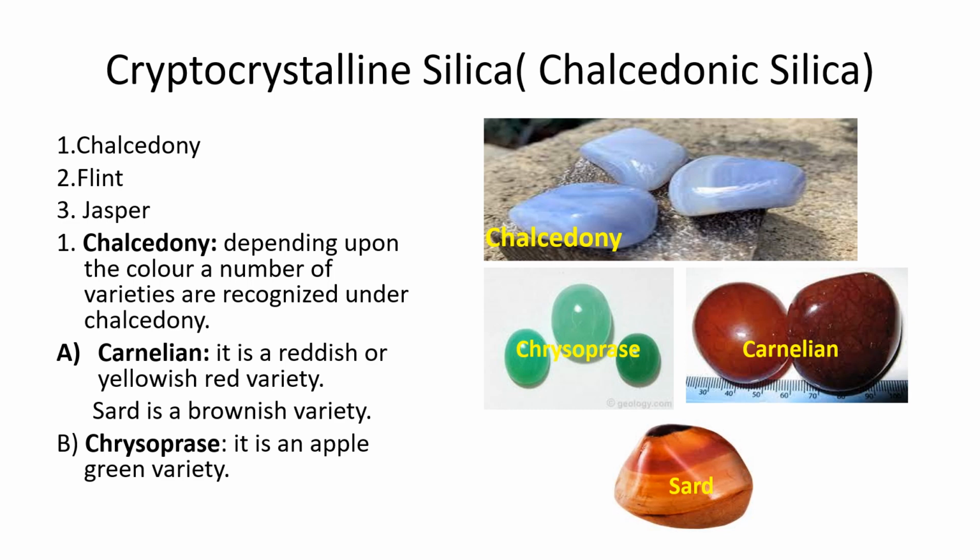Coming to carnelian, that means the first category. It is a reddish or yellowish red variety. Another variety is sard. It is a brownish variety of chalcedony. Another variety of chalcedony is known as chrysoprase. It is an apple green variety. So you can see that chrysoprase is an apple green variety of chalcedony.